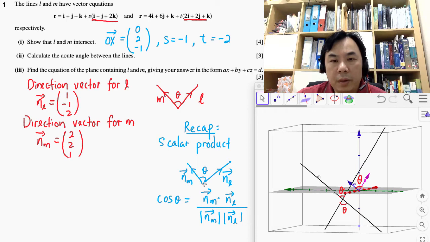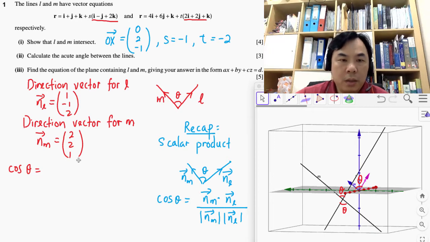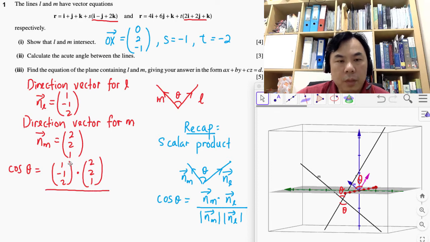Once we have recapped this, we're going to apply this formula. I'm going to rewrite it here. The formula says that cos theta is given by this dot product. Now, how are we going to perform the dot product? I'm going to demonstrate it shortly, divided by the magnitude of each one of these direction vectors.